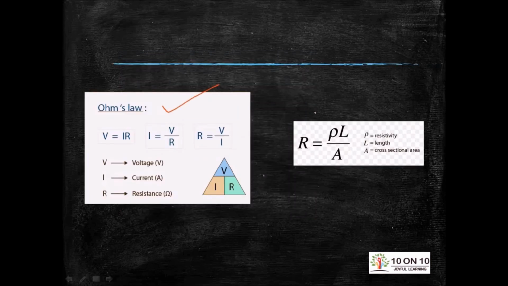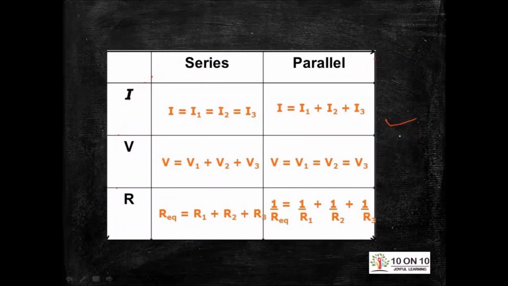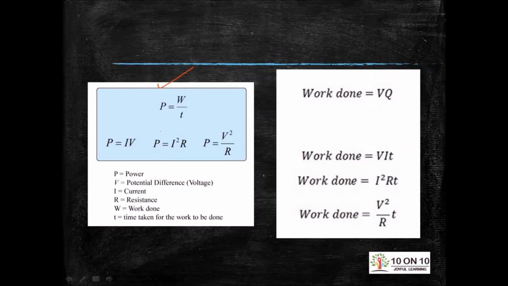Then the Ohm's law formula, V is equal to IR, resistance formula. These are series and parallel formulas. This is the formula for power. These are 4 formulas for power, and these are 4 formulas for work done or the heat generated. This can be used for any type of energy which is produced on passing electricity, whether it is heat energy or light energy or any other form of energy. Okay, so always remember that you can use the formula of work done and energy interchangeably.